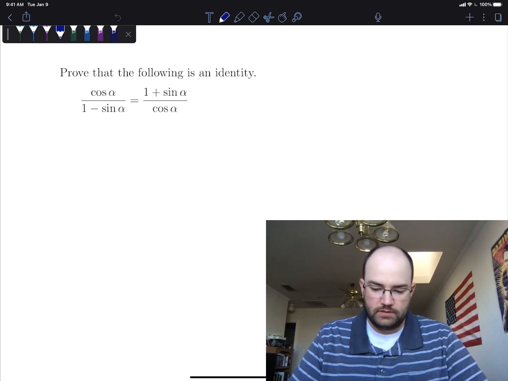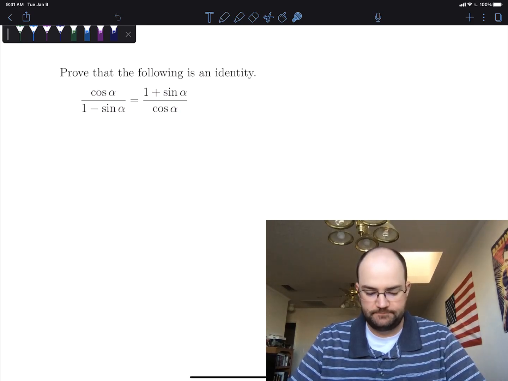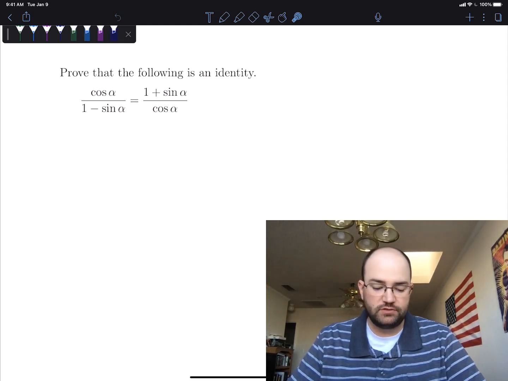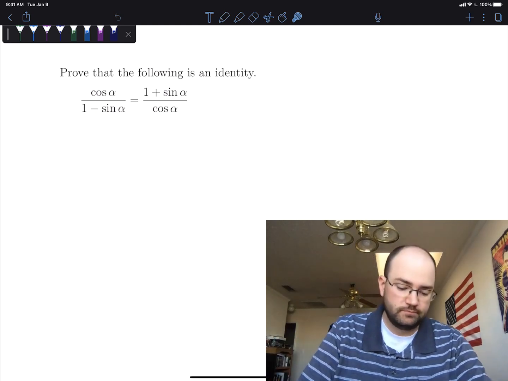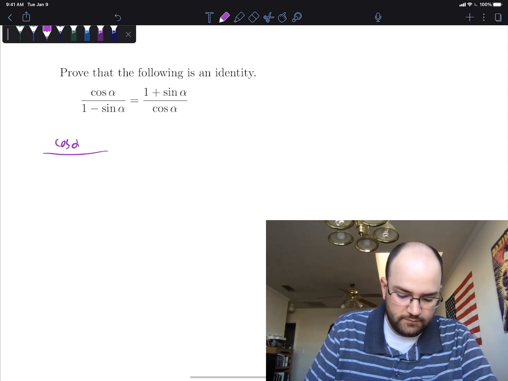Hello. In this video, we want to prove that the following is an identity. We have cosine alpha over 1 minus sine alpha equals 1 plus sine alpha over cosine alpha. Now, to do this, we need to start out with one side, and these two honestly look pretty much similar. So I'm going to start out with the left-hand side for no reason whatsoever. So start out with cosine alpha over 1 minus sine alpha.